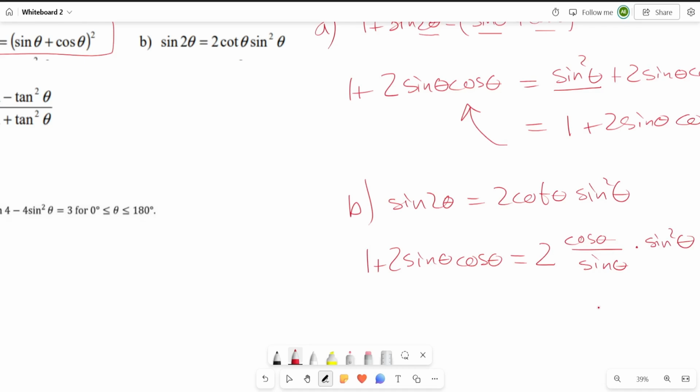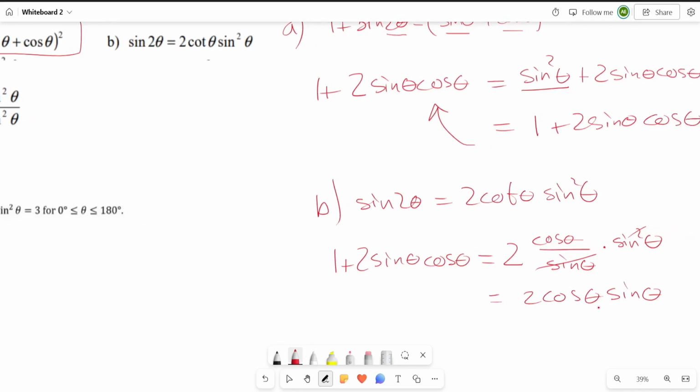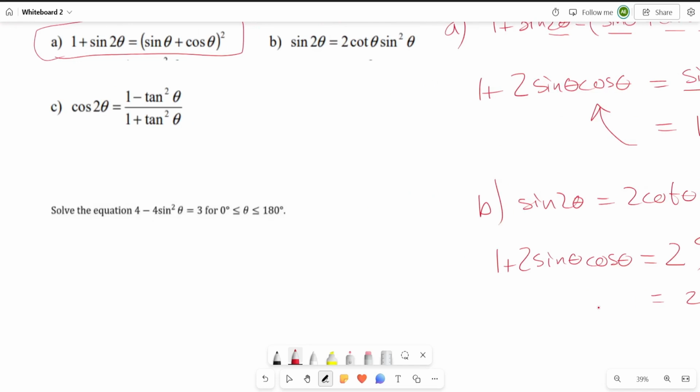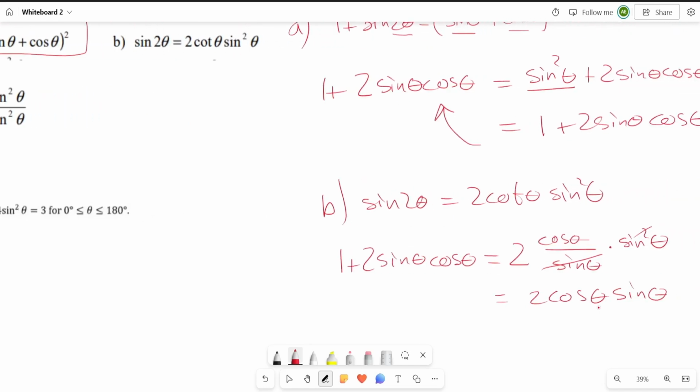So I can simplify: one sine here can go, this sine will cancel out with this one, and I will have 2 cosine theta times sine theta on the left side. So this is basically 2 cosine theta sine theta, and this is 1 plus sine theta over cosine theta. Wait, where is B? Yes, it's cotangent. So we have 2 sine.